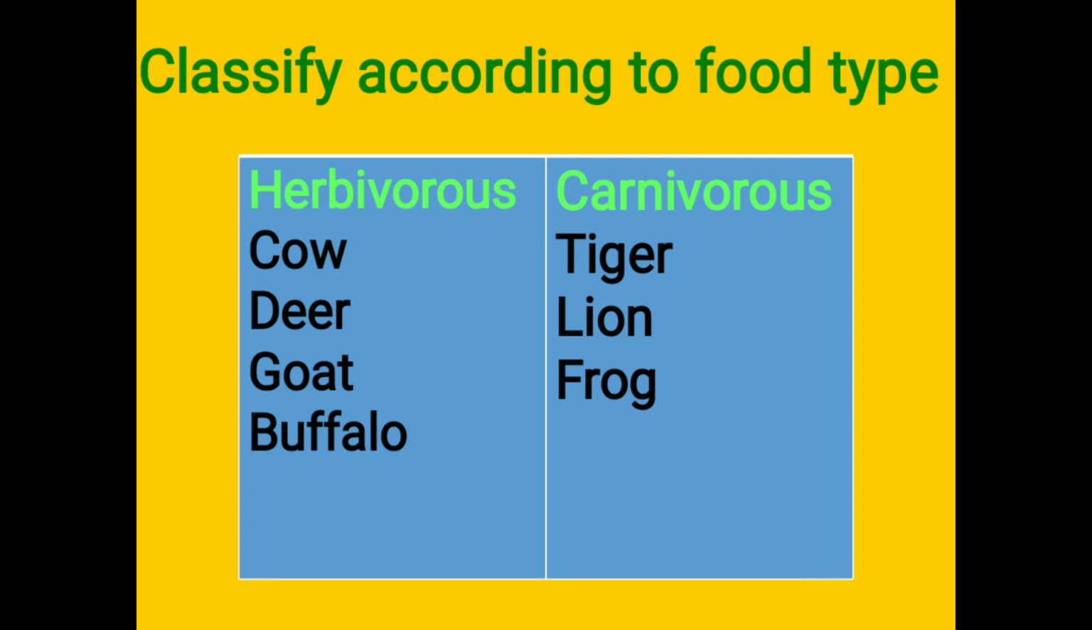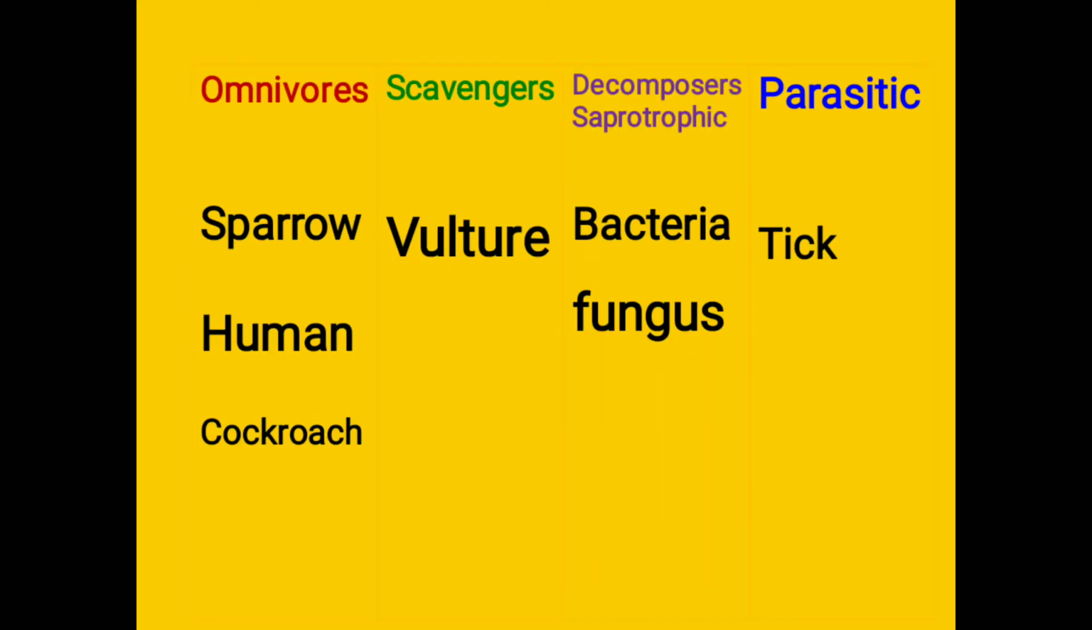Classify according to food type. Herbivorous: cow, deer, goat, buffalo. Carnivorous or carnivores: tiger, lion, frog. Omnivores: sparrow, human, cockroach. Scavengers: vulture. Decomposer, saprotrophic: bacteria, fungus. Parasitic: tick.